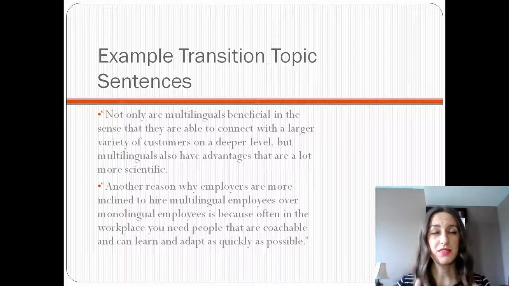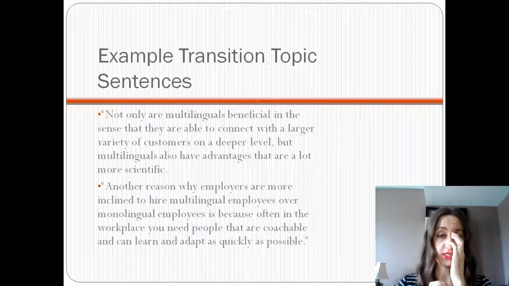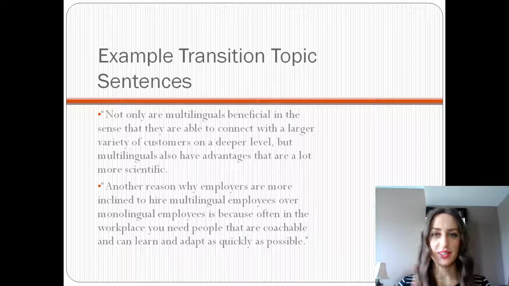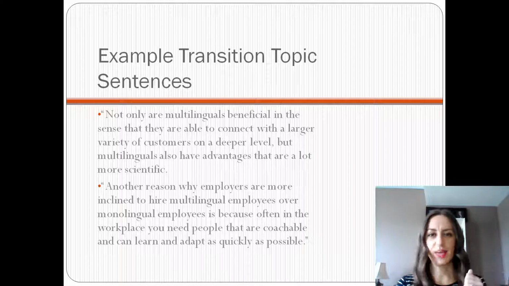Not a very specific topic sentence, but better than none, right? It's a really, really good attempt. Just want to let you know I pulled these examples from actual student papers, and I may have edited them a little bit to make them slightly stronger than they were in the original papers, but that's an example for you of what a transition topic sentence can look like.